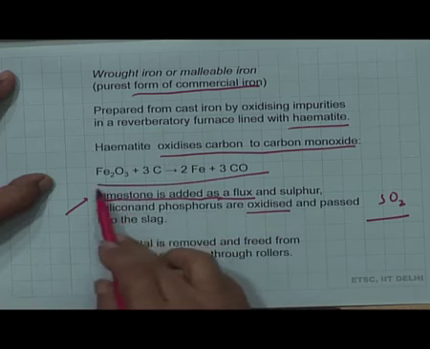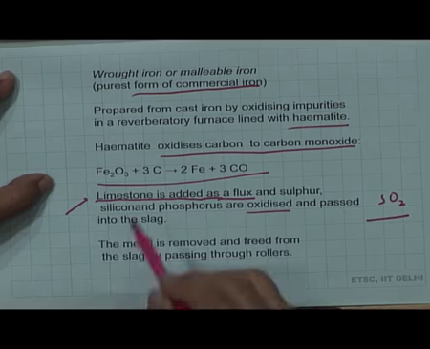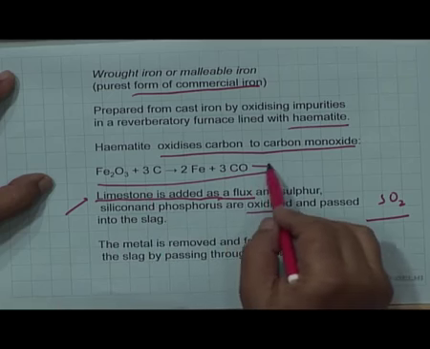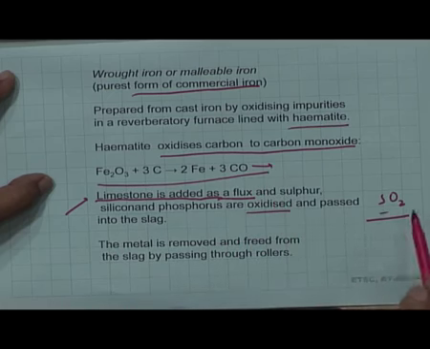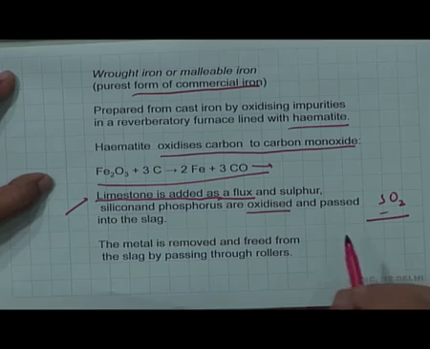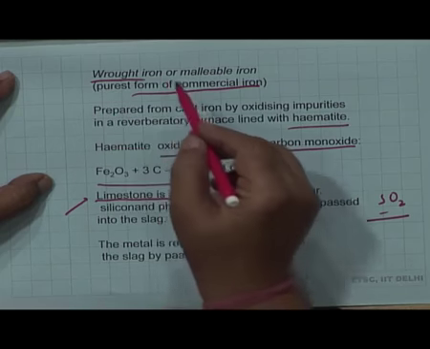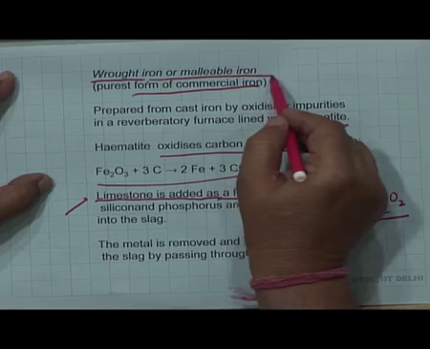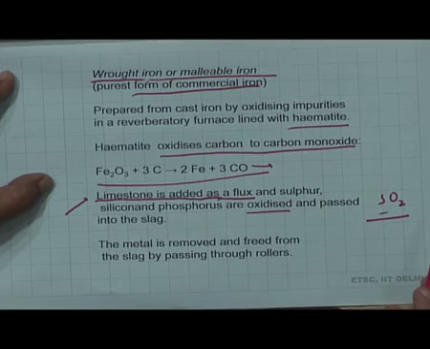So, the carbon which is left in the cast iron will be converted into carbon monoxide and sulphur into sulphur dioxide, and these two will go as a gaseous product, leaving behind the metal which is called wrought iron or malleable iron, and it is the purest form of commercial iron.